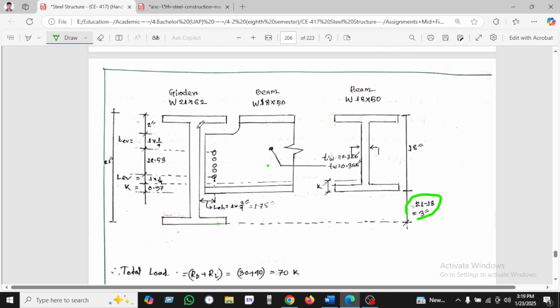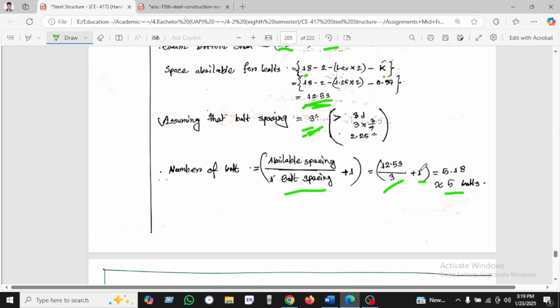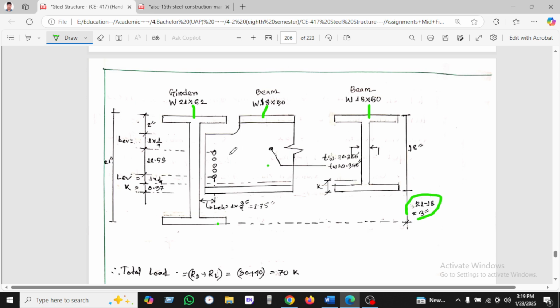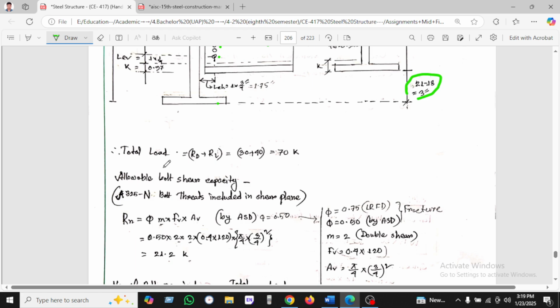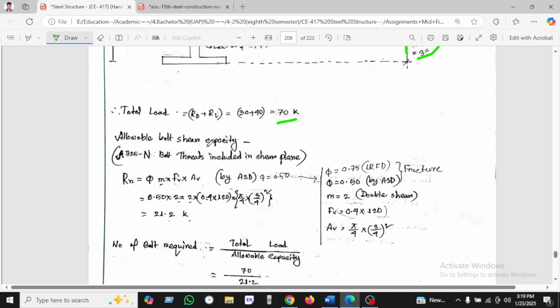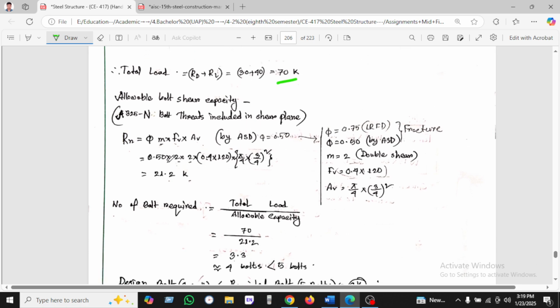So this is the arrangement we have seen. This is the girder and this is the beam. This is also the beam, and the wall dimension is given. We have taken 5 bolts, so we are using 1, 2, 3, 4, 5 bolts. Okay, let's see the total load: dead load plus live load. The allowable bolt shear capacity, for A325 bolt threads included in shear plate, and since we are using LRFD, the factor will be 0.75.